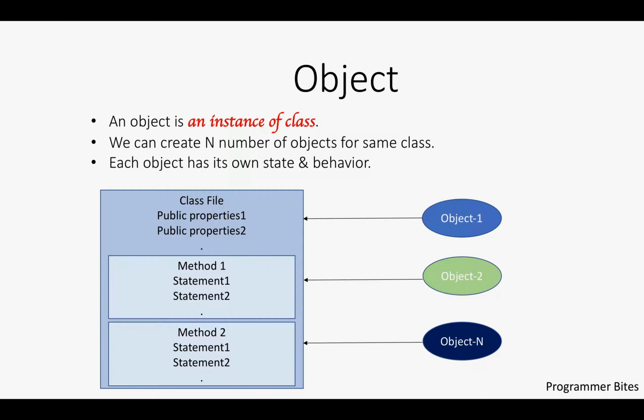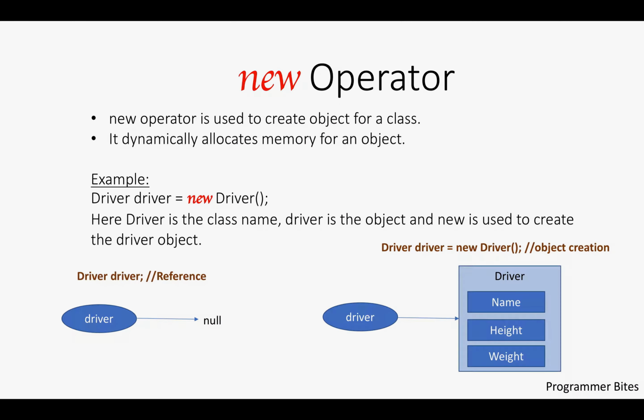Object. An object is an instance of a class. We can create any number of objects for the same class. Each object has its own state and behavior. New operator. The new operator is used to create an object for a class. It dynamically allocates memory for an object.